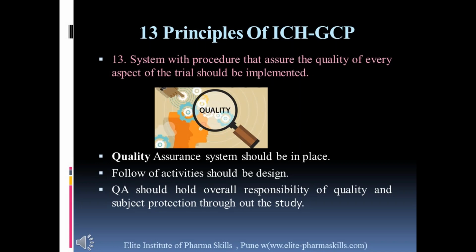The last principle tells us that systems and procedures that assure the quality of every aspect of the trial should be implemented. Quality assurance system should be in place. Follow-up activities should be designed. QA should hold overall responsibility of quality and subject protection throughout the study.